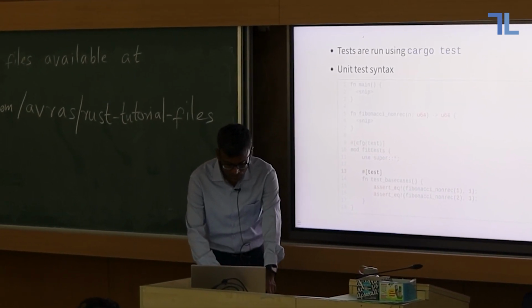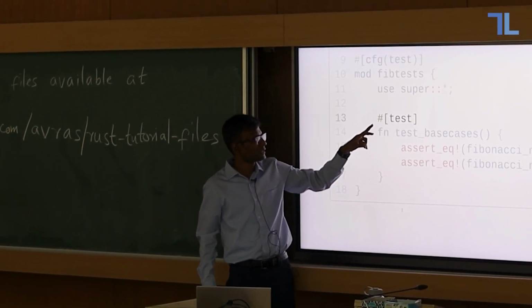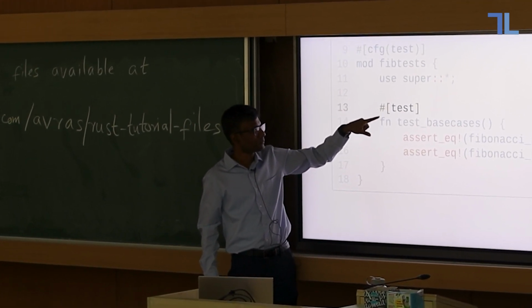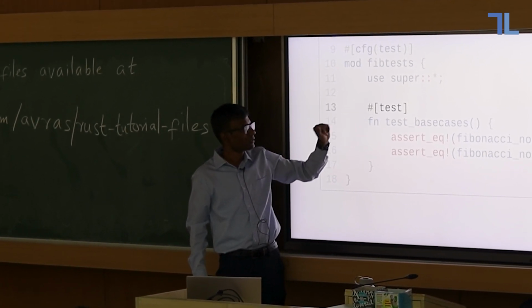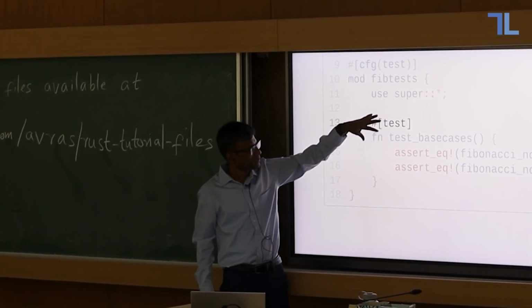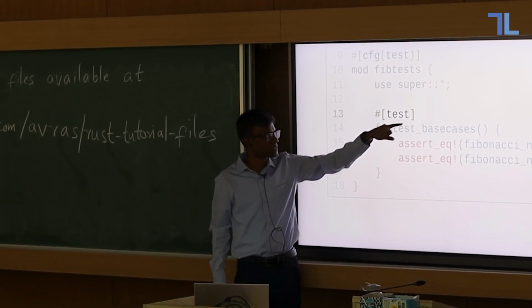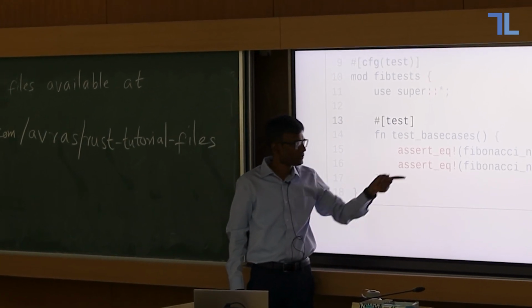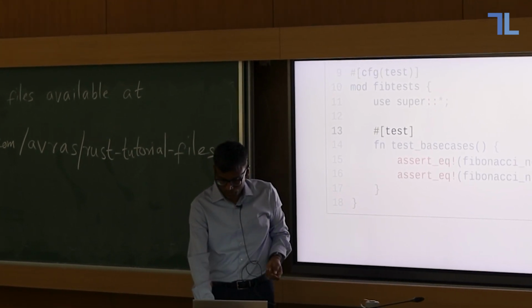And then there is another configuration syntax. Tests are just functions, but you have to prefix them just before the function starts with this string: hash, the pound symbol, and then square brackets and test. There can be many other helper functions here, but whenever the compiler sees #[test] in a module that has been configured as a test module, it will interpret this as a test and run it when we invoke cargo test.